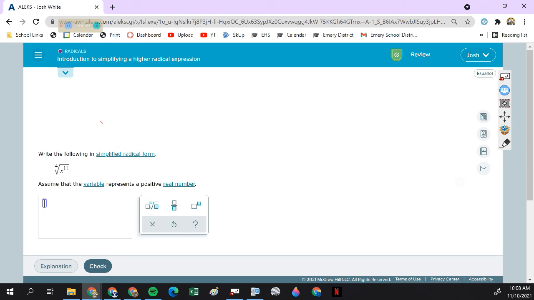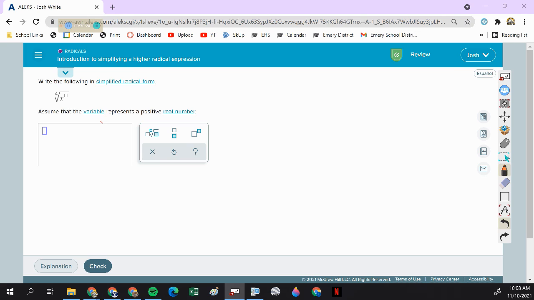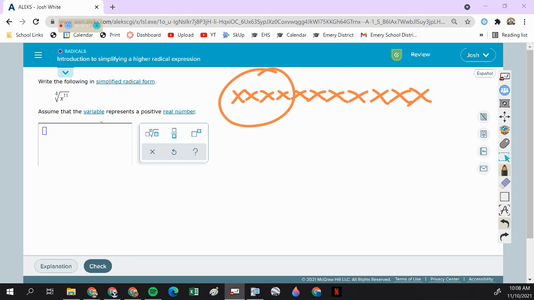Okay, this is the only one we haven't done yet. So if I have 11 x's, 1, 2, 3, 4, 5, 6, 7, 8, 9, 10, 11. How many groups can I bring out? Group there and a group there. So on the outside, I write x squared. What's on the inside? Like that. Okay, that is 4.1. Get to work.